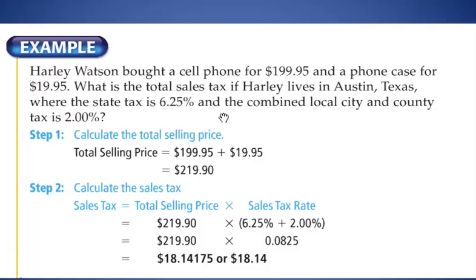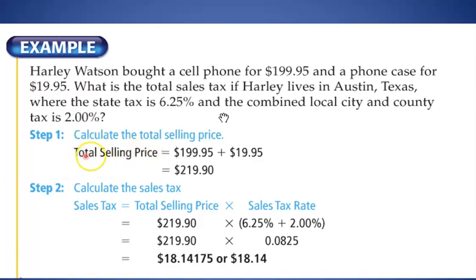So let's look at an example. Harley Watson bought a cell phone for $199.95 and a phone case for $19.95. What was the total sales tax if Harley lives in Austin, Texas, where the state tax is 6.25% and the combined local and county tax is 2%? So this is where things might get a little bit more complicated, with one more step than just taking the price and a percent.